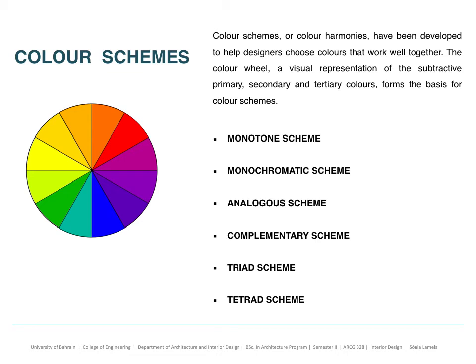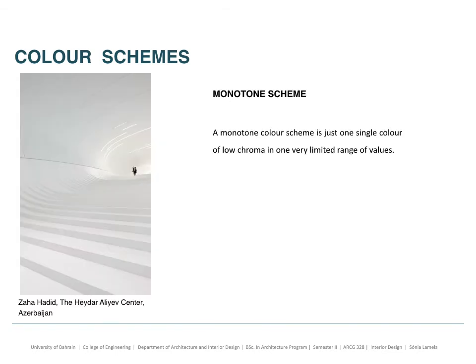Now there are different types of schemes that we can use, and there are here some of them. I'll give you some explanations and we will see it in the color wheel, and then how we can see it as an interior design case. So it's the monotone, monochromatic, analogous, complementary, triad, and tetrad. And the monotone we already know, so it's a color scheme with just one single color of low chroma in one very limited range of values. So it could be any one of the colors of your hue that you choose.